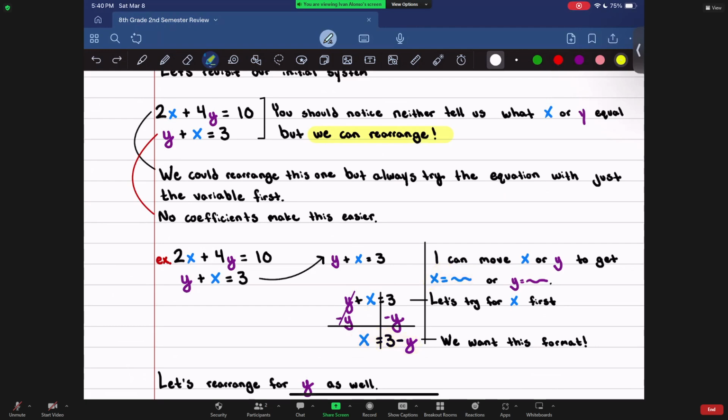Let's rearrange for y as well. If you could, please pause the video and do your best attempt. You're trying to get a statement that says y equals this, right? If you just watch me do it, you're not going to learn as much.